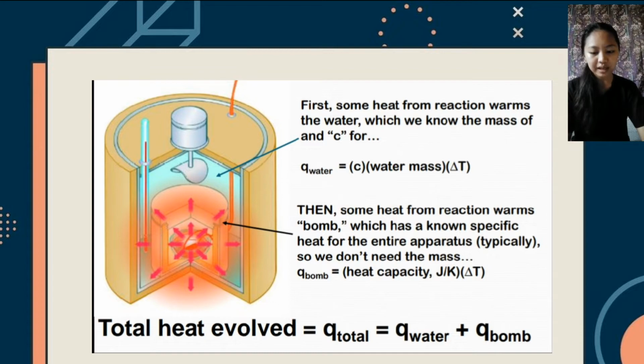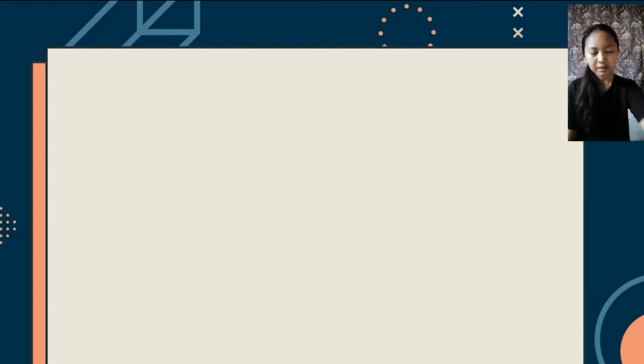This will lead to the formula: amount of heat exchange of water is equal to C times water mass times delta T. Some heat from the reaction warms the bomb, which has a known specific heat for the entire apparatus, so you won't be needing the mass. The formula would be amount of heat exchange of bomb is equal to heat capacity in joules over Kelvin times delta T. To get the total heat evolved, add the amount of heat exchange of water and bomb. The result will be the total heat exchange.